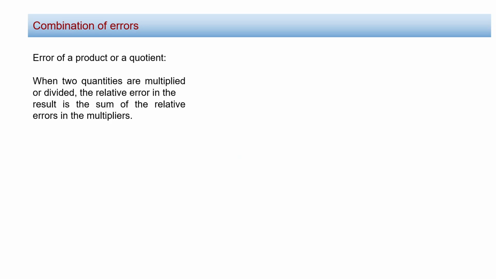Now the next thing in the combination of errors that we need to understand is the error of a product or a quotient. When there is some quantity Z that depends on parameter A and parameter B as a product of these two, and there is some error in A and B as well, then what will be the error in Z? The rule is that when two quantities are multiplied or divided, the relative error in the result is the sum of the relative errors in the multiplier and multiplicand.